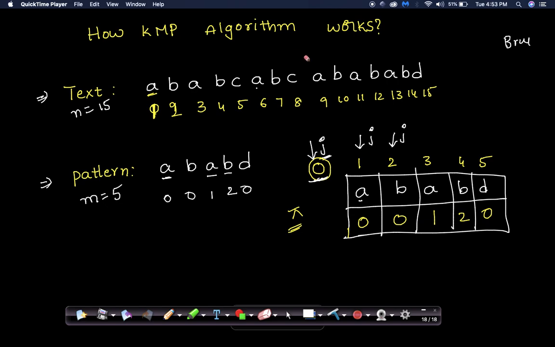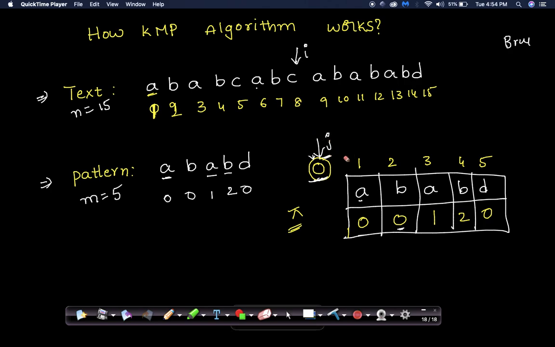Right now I am at the 8th index of the actual string, that is, i is pointing to the 8th index, and j is pointing to the second index. There is a mismatch. Then instead of moving my i back to here, I'm just moving my j pointer to this position, that is the 0th position. Right now my j is pointing to the 0th position.